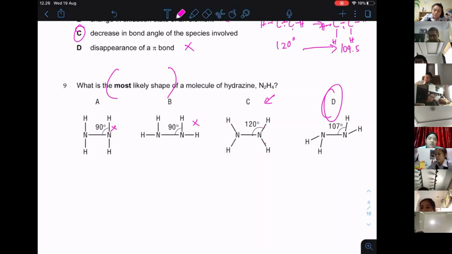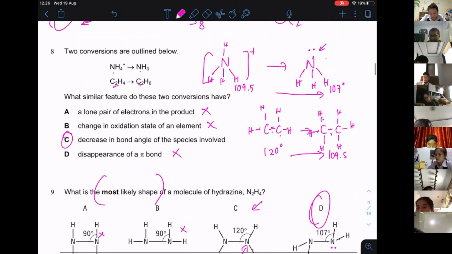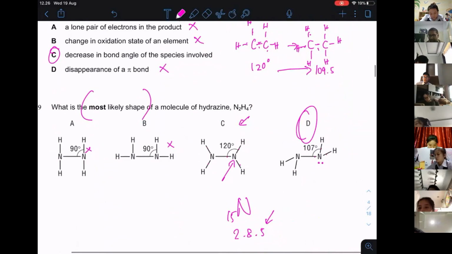Why? You need to actually look at nitrogen. Nitrogen is 15, so 2, 8, 5, so they have 5 valence electrons. So one for bonding here, one for bonding here, another one for bonding here. So they do have another 2 there, which means there is 1 lone pair over there. That 1 lone pair of electrons will actually push the bond angle so that it looks like ammonia. Like they have a lone pair, they push. So they will become 107 degrees.